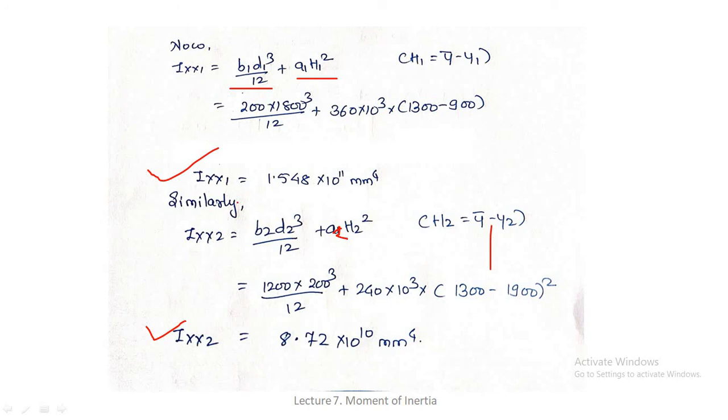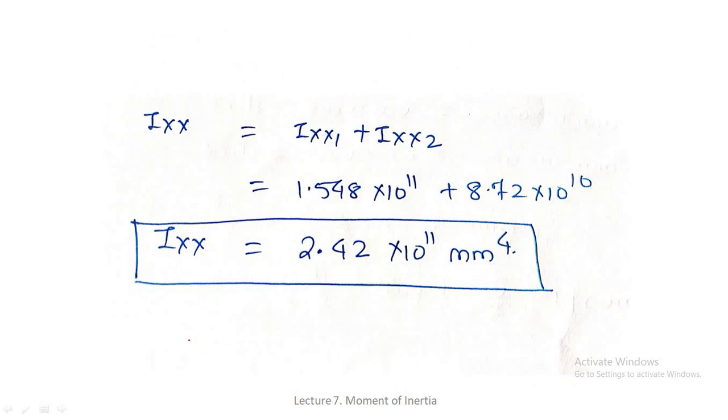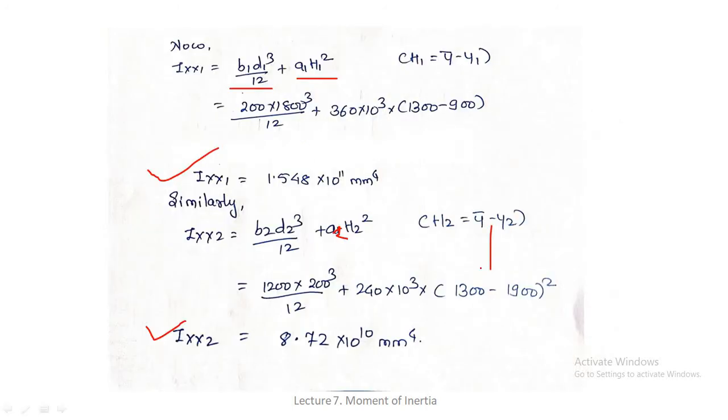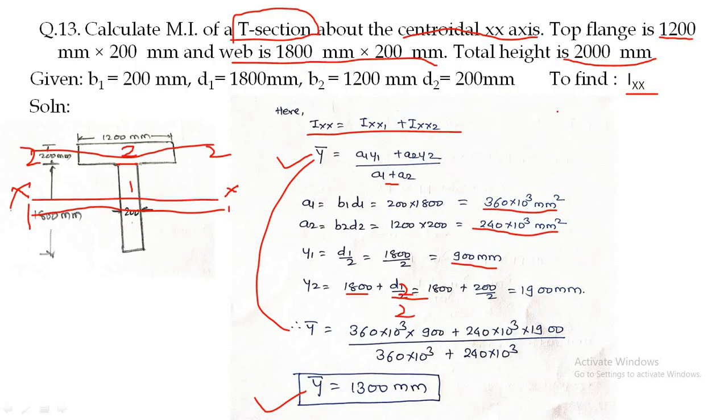Now we have Ixx1 and Ixx2. By adding these two terms we will get the final value of Ixx. So Ixx is equal to 2.42 into 10 raised to 11 mm raised to 4. This is our final answer. Once again, this question was asked in a previous year's question paper, so please go through this properly.